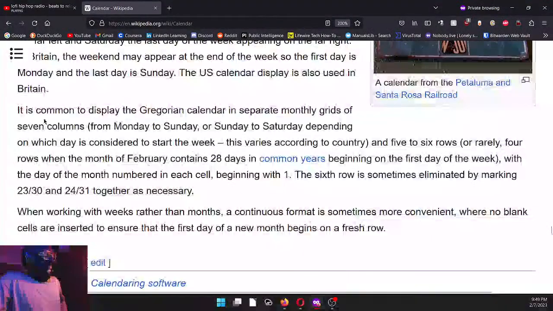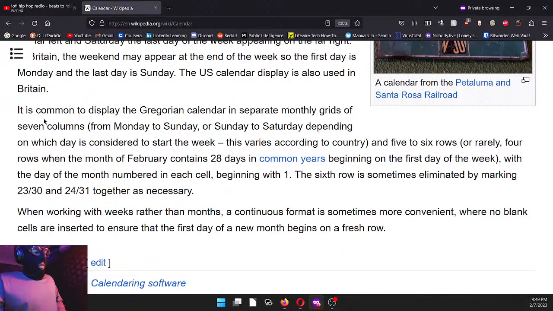Alright. It is common to display the Gregorian calendar in separate month grids of 7 columns from Monday to Sunday or Sunday to Saturday, depending on which day is considered the start of the week. This varies according to the country, and 5 to 6 rows, or rarely 4 rows when the month of February contains 28 days in common years, beginning on the first day of the week, with the day of the month numbered in each cell, beginning with 1. The 6th row is sometimes eliminated by marking 23/30 and 24/31 together as necessary.